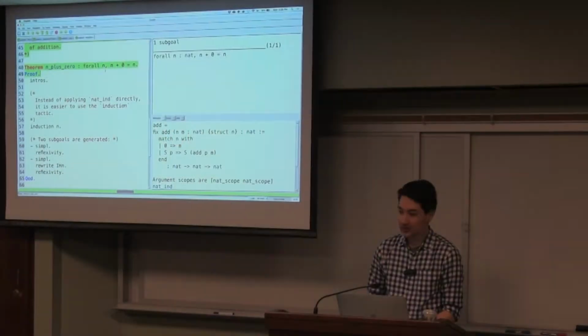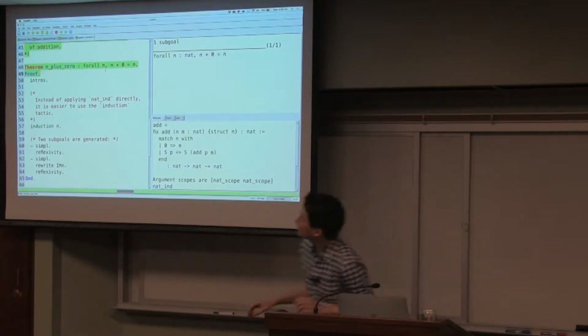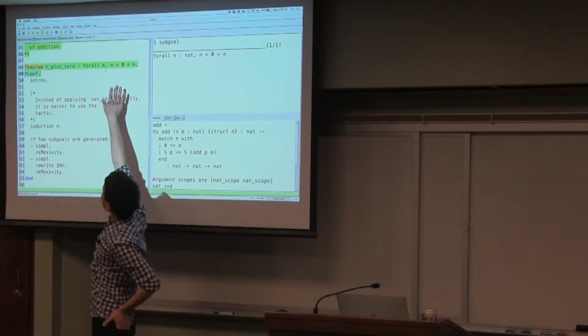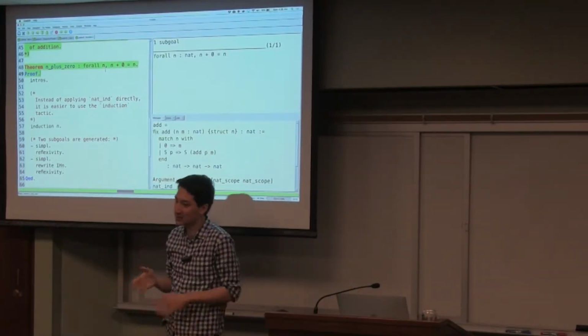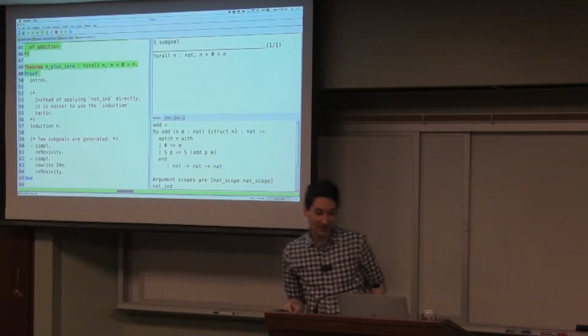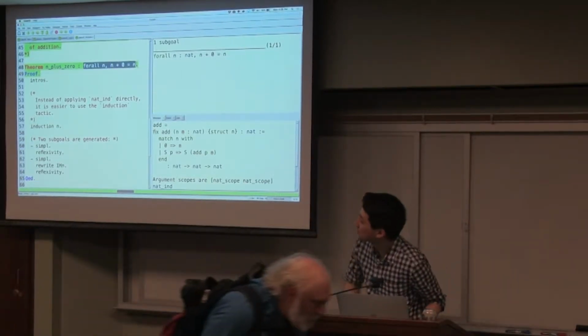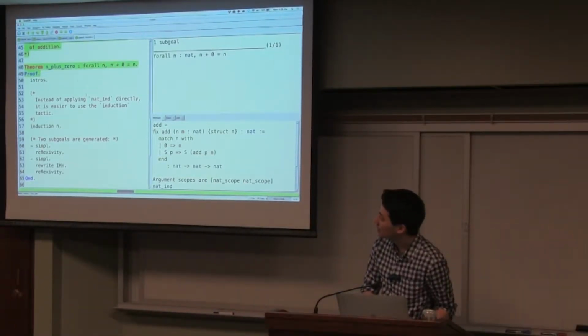So to answer your question of how to set up a proof, here is an example of a proof. This is the thing I want to prove: that n plus 0 is equal to n. So 0 is like the neutral element for addition. I write down the thing I'm trying to prove here, and then I enter proof mode.